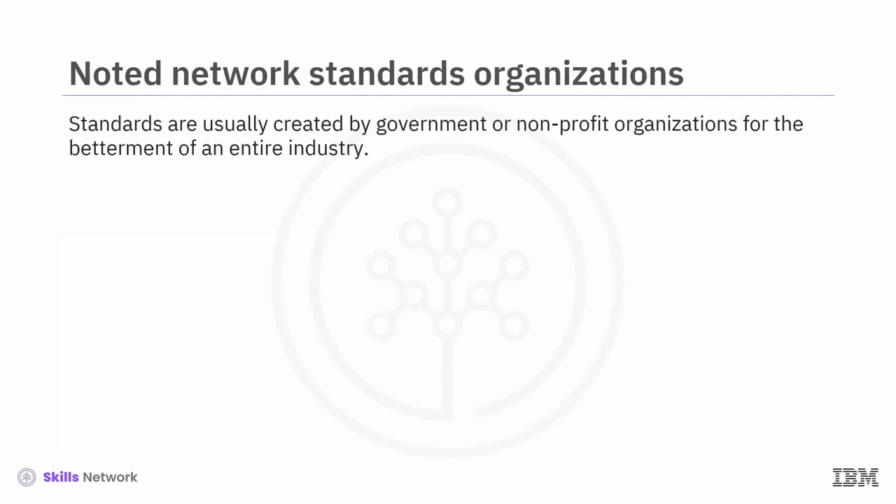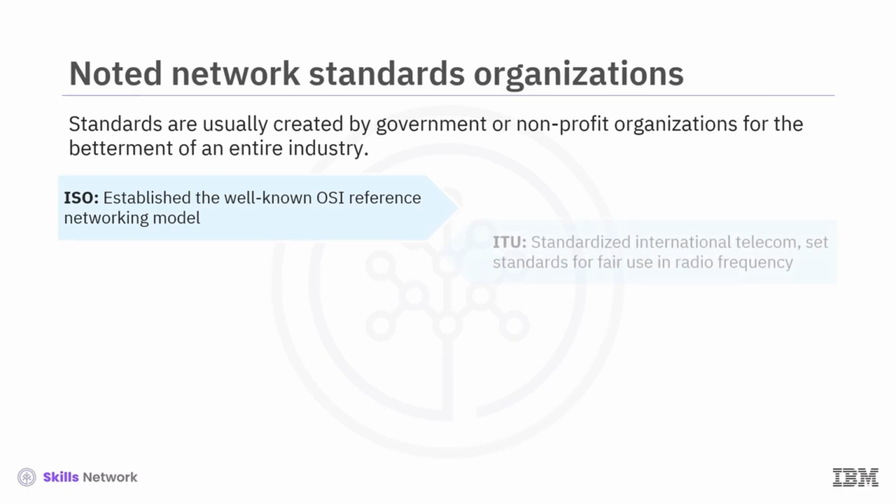Standards are usually created by government or nonprofit organizations for the betterment of an entire industry. This ensures a broader compatibility across vendors and industries. Some of the well-known organizations that have created network standards are: International Standards Organization, or ISO, established the well-known OSI reference networking model. International Telecommunication Union, or ITU, standardized international telecom and set standards for fair use in radio frequency.